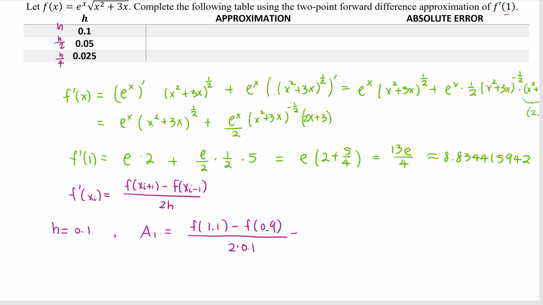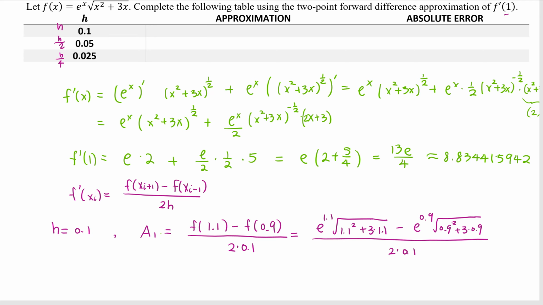Okay, what is this guy? Well, we get e to the 1.1 times the square root of 1.1 squared plus 3 times 1.1, and then minus, we plug in 0.9, so e to the 0.9 times the square root of 0.9 squared plus 3 times 0.9, all over 2 times 0.1. So far so good, everybody?